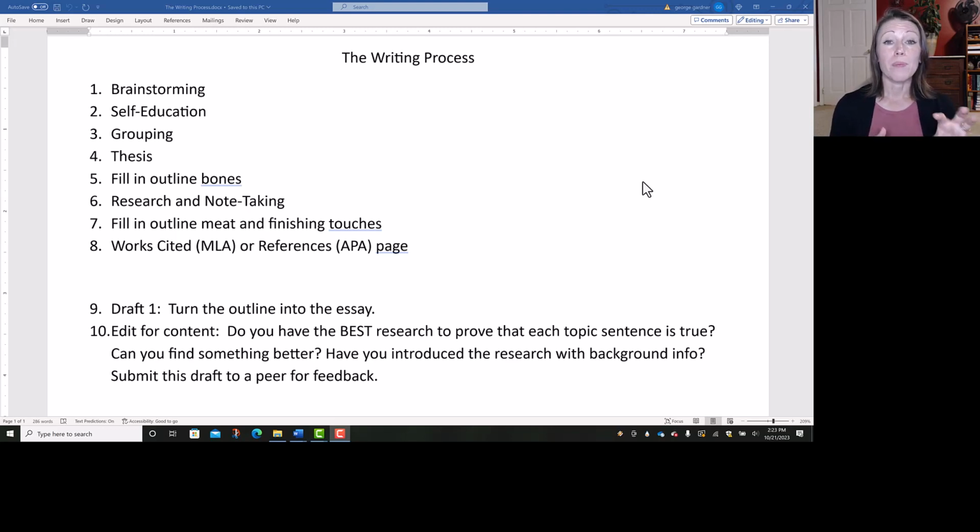So we are picking up in the writing process with number 6. This is the research and note-taking section. So we've done all our brainstorming, we've started on our outline, we have our thesis statement. We're actually going out and we're doing our research.